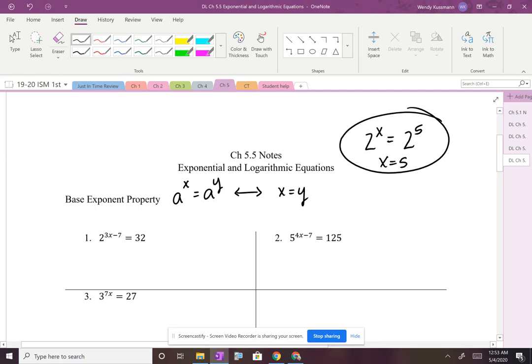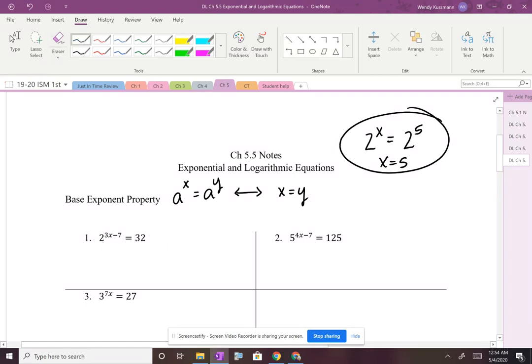The 2's did not just magically disappear. We use the base exponent property to say since the bases are the same, the exponents must also be the same. So if you look at number 1, right now our bases are not the same. This has a base of 2 and this has a base of 32. The first thing you check is if you can make them both the same base.